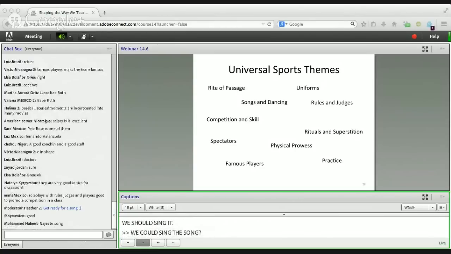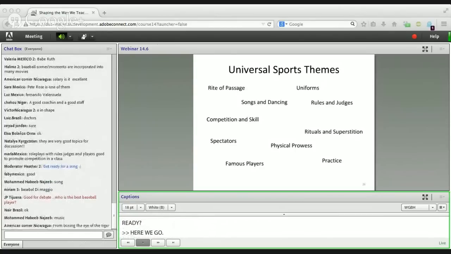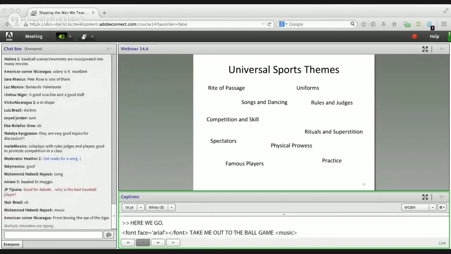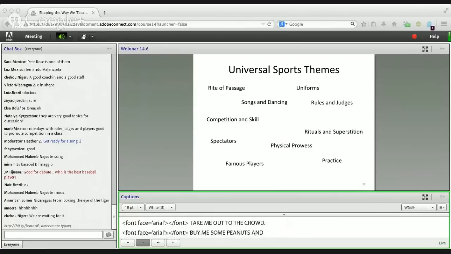Take me out to the ball game. Take me out to the crowd. Buy me some peanuts and Cracker Jacks. I don't care if I never get back. Rooting for the home team. If they don't win, it's a shame. Cause it's 1, 2, 3 strikes, you're out at the old ball game.